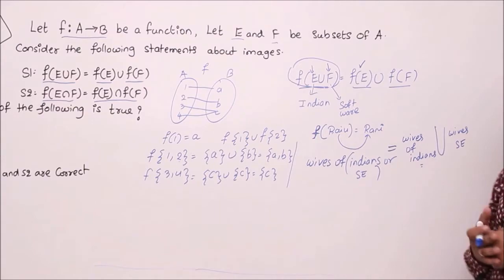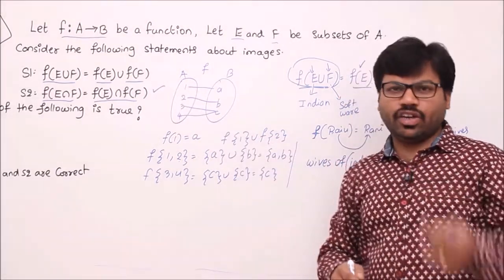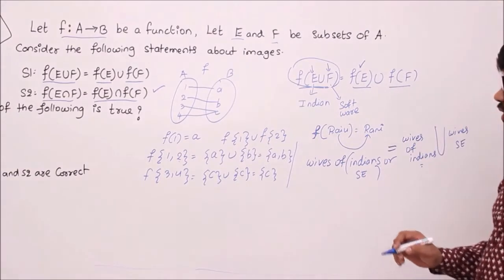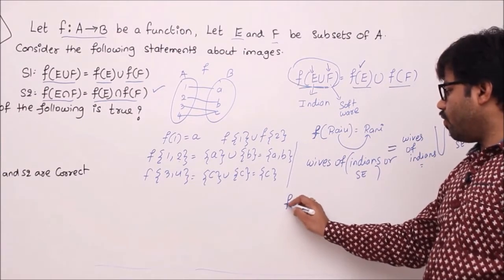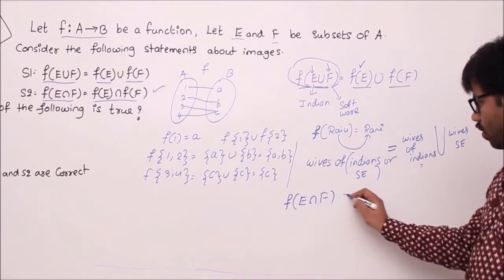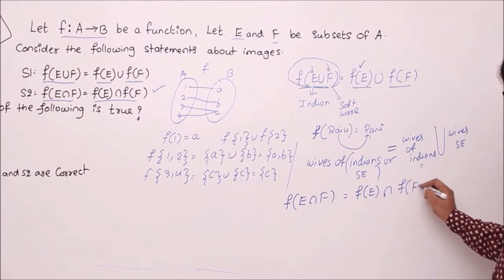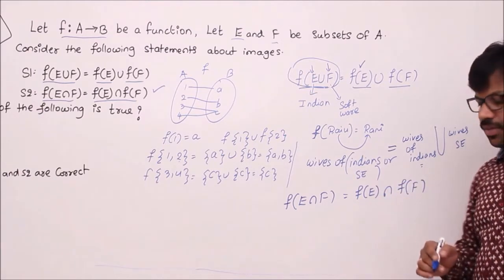So they look equal. Now we'll see the second equation, S2. Okay, try to interpret it. So what is f of E intersection F equal to f of E intersection f of F? Is it true or not? We'll see. Let's interpret it in the same way.